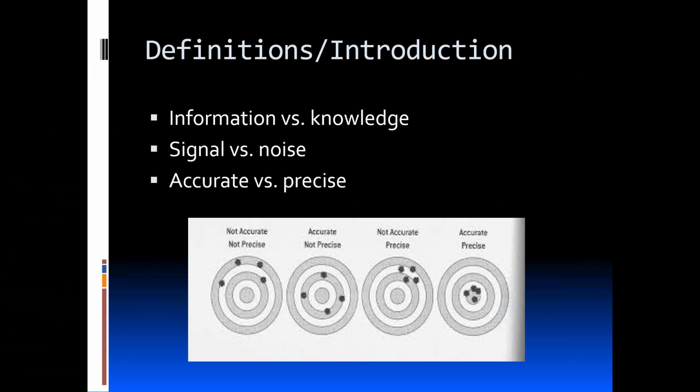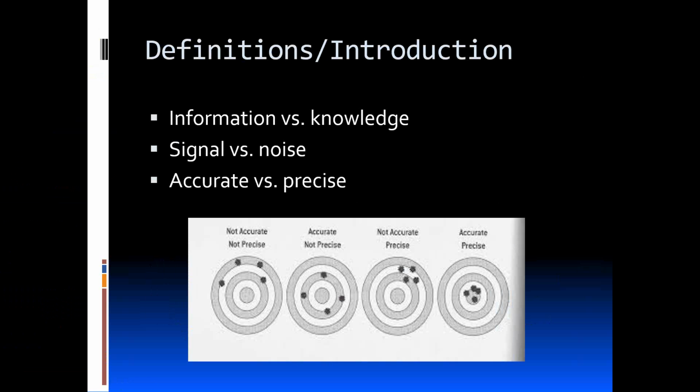There's a difference between information and knowledge. Sometimes we think that we want more information, but actually what we need and what we're trying to get at is more knowledge, which brings us to the signal versus the noise. The signal is the truth. The noise is what distracts us from the truth.